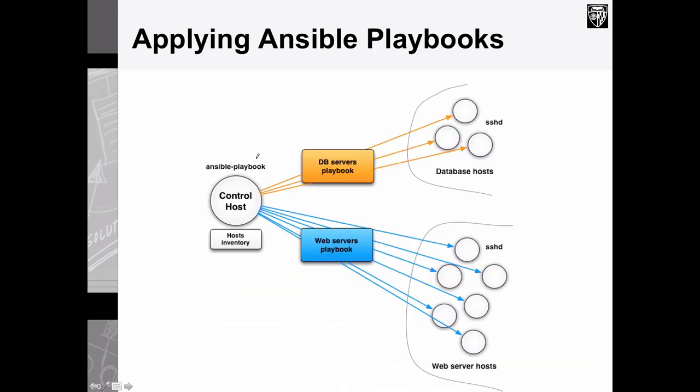So we have a control host. This could be your laptop or it could be your management station, and this is where we create the playbooks, and this is where we have that host inventory file that we discussed. Now we have a group of servers. These are my database servers. This group is called my DB servers, and these servers in blue are my web servers.